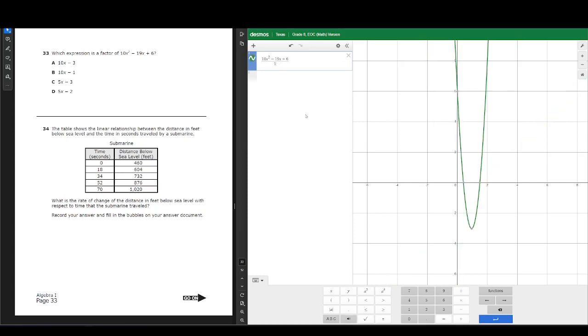Then let's try 5x minus 3. Okay, that one is not it either; it has a vertical asymptote or a very steep slant asymptote, I'm not sure. And then 5x minus 2 comes up with a straight line. So this line is the other linear factor when you divide by 5x minus 2.